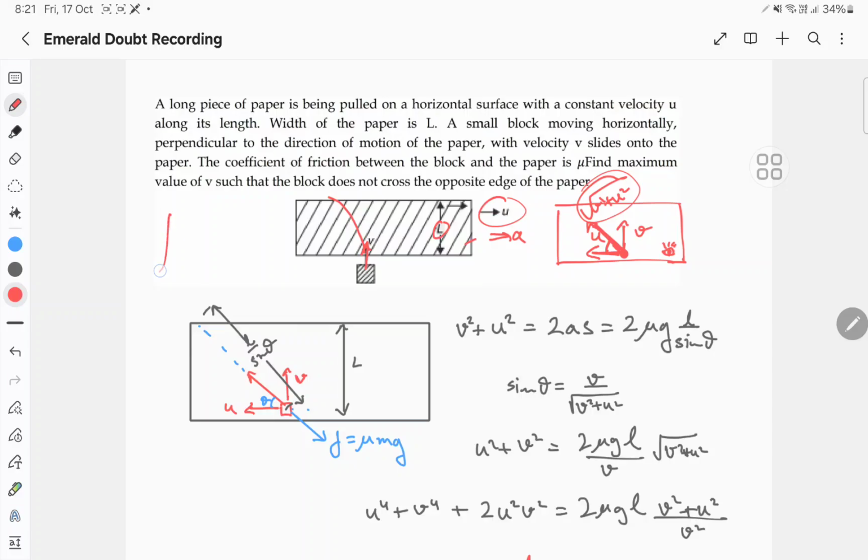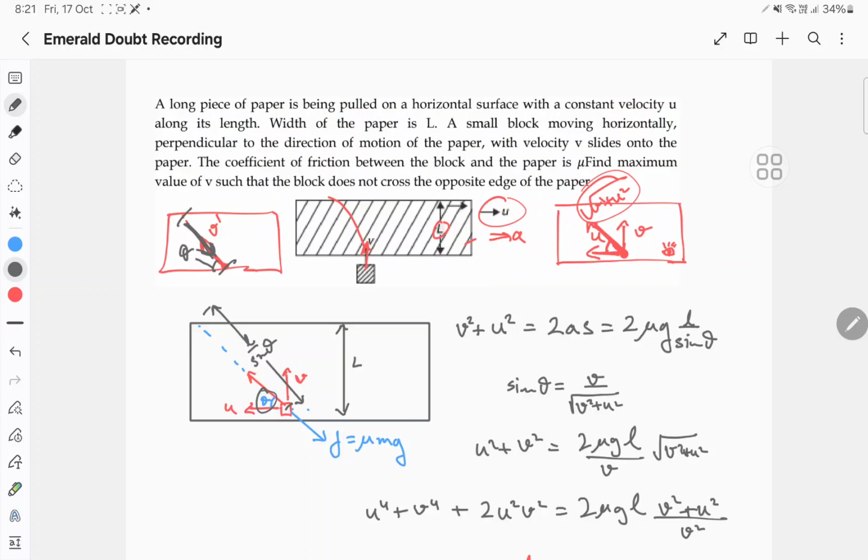So this question becomes as simple as: on the paper somebody has thrown a body with this velocity v dash, which is square root of v square plus u square. What is going to happen? It is going to slow down. The friction is going to act exactly in this direction, right? How much length is it going to travel? This angle is known, because v and u are given, so that angle is known.